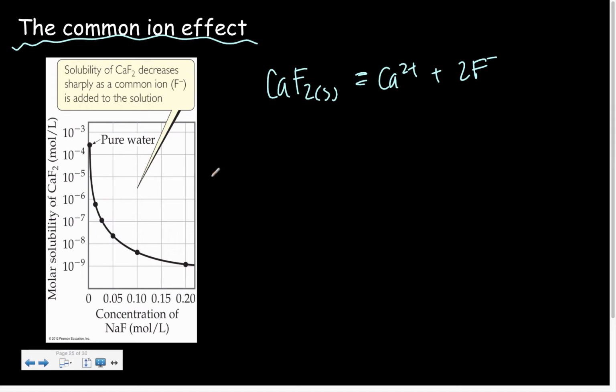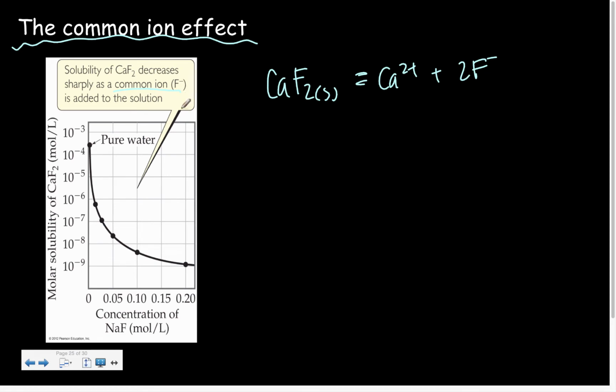So, common ion effect, just like it says, it's the effect of having a common ion in the solution. If we were talking about calcium fluoride, for example, this says that the solubility of calcium fluoride decreases as a common ion is added to the solution. So for example, calcium fluoride, as a common ion is added to the solution.